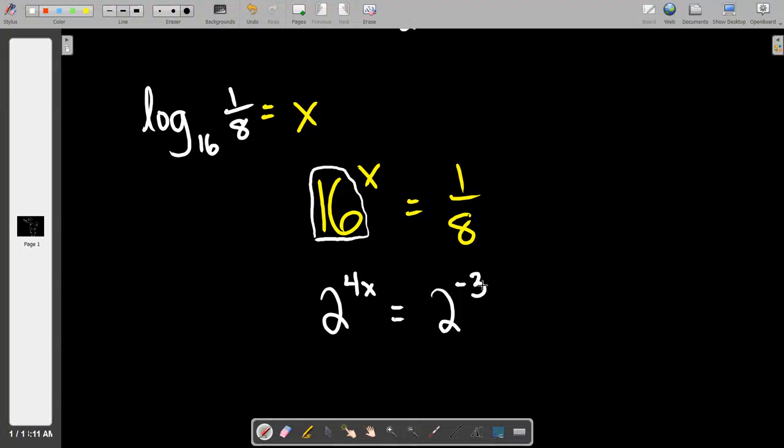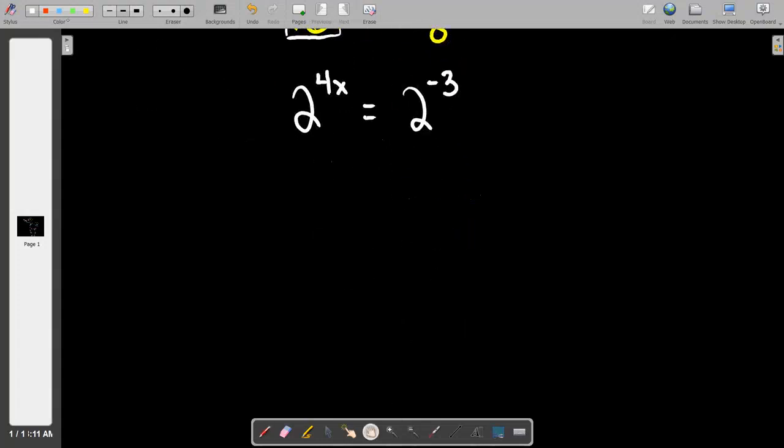Okay. And again, the logic kicks in, and I say if 2 to the something equals 2 to the something else, then the something and the something else have to equal each other, right? So the equation that I then derived from this is 4x equals negative 3 this time. So what's x? Negative 3/4. Done. Should we type this one in and see if we can avoid the ooze?